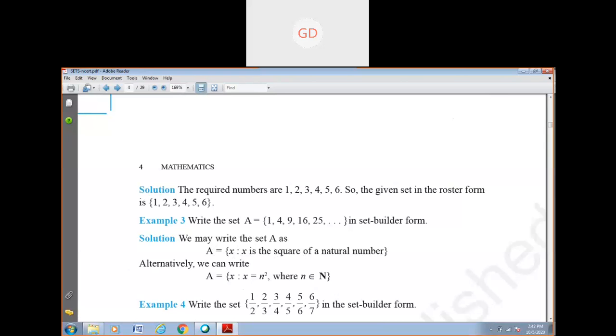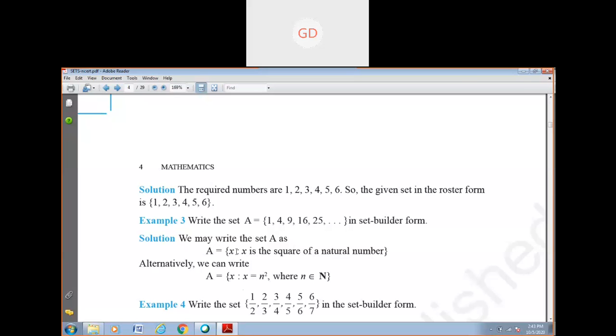X is the square of a natural number. So obviously it is well defined. X is the square of a natural number. It means the squares of the natural numbers are there in the set. Obviously this is 1 square, this is 2 square, 3 square, 4 square, 5 square. The squares of the natural numbers are here in the set. So just that definition we need to include in the set builder form.